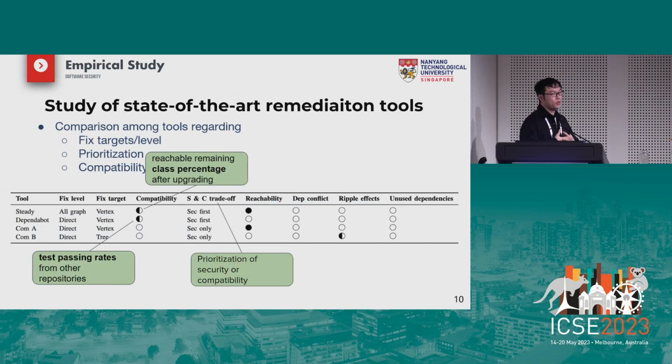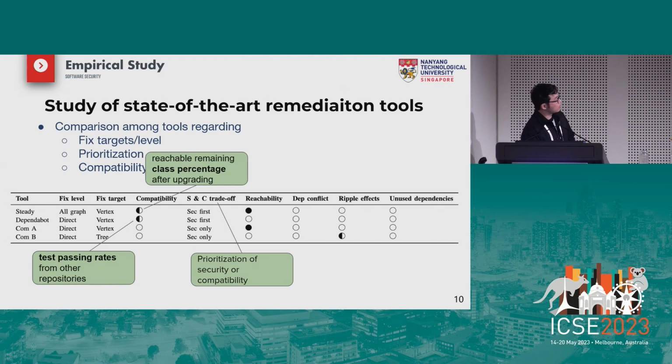So to propose our own approach, we first studied the state-of-the-art remediation tools. Here are the results of the 4 tools that we included in our pre-study. First is Steady, which is a widely used and studied academic tool, and then Dependabot, and we also include 2 other commercial tools in the study. There are 2 things to notice. The first is the fix level. Steady can perform the remediation on the entire dependency graph, but the rest can only perform on the direct dependencies, which is not enough because it cannot cover all the vulnerabilities in the transitive dependencies.